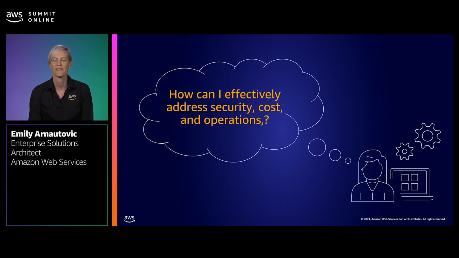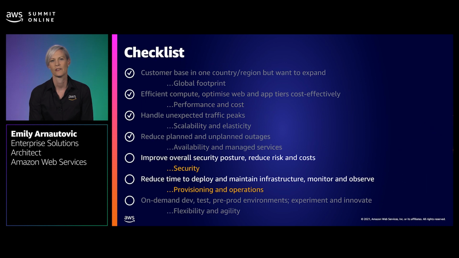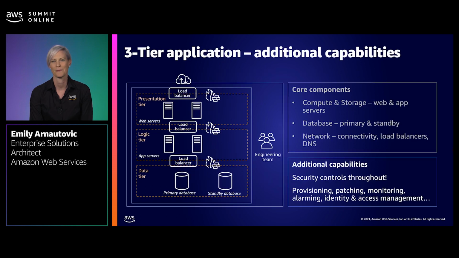So, we've covered the core components, but we also need to help Nikki and her team address security, cost, and operations across that entire 3-tier architecture. Let's see the additional services that there are to improve overall security posture, reduce risk and costs. We also want to address capabilities like provisioning, patching, monitoring, and so on. Coming back to our 3-tier app diagram, let's look deeper into those additional capabilities. First up, security controls throughout.